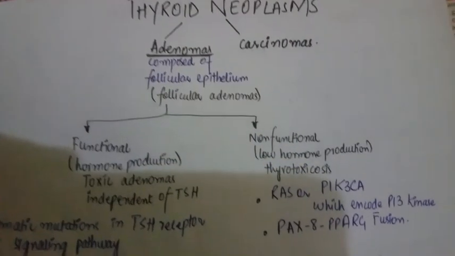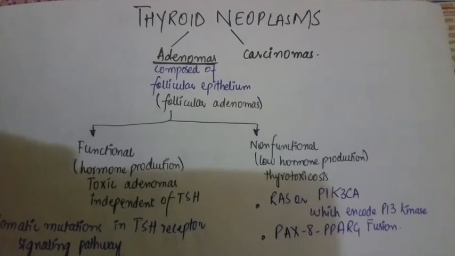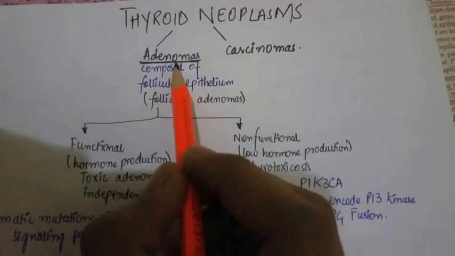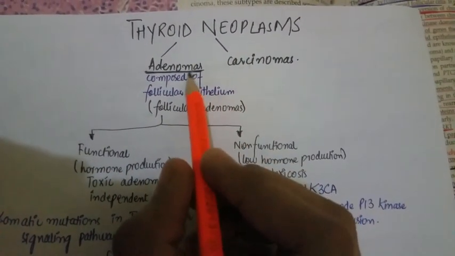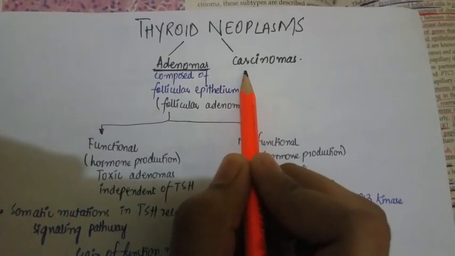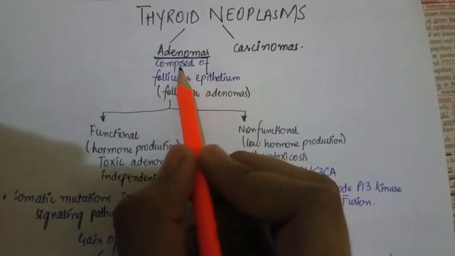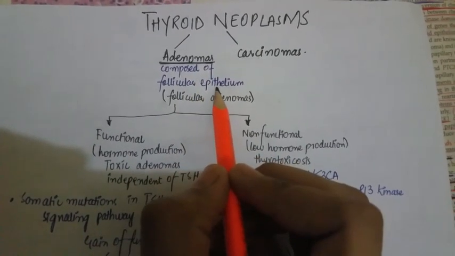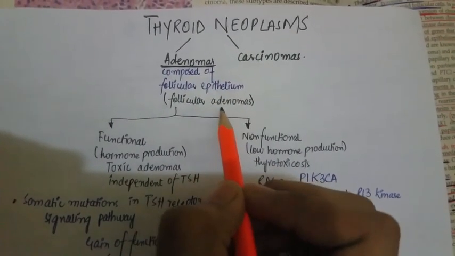Today I'm going to tell you about the thyroid tumors. Thyroid tumors are basically classified into adenomas and the carcinomas. The adenomas are the benign tumors and the carcinomas are the malignant tumors of thyroid. The adenomas are basically composed of the follicular epithelium, so it's known as the follicular adenomas.